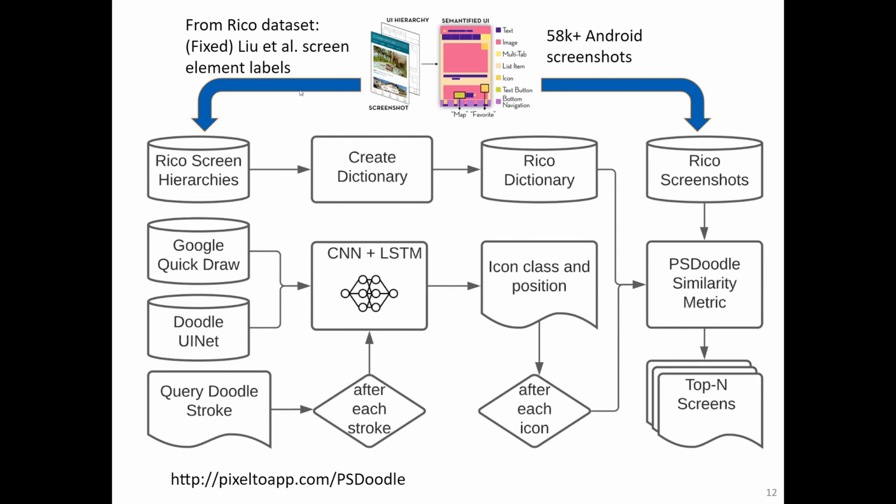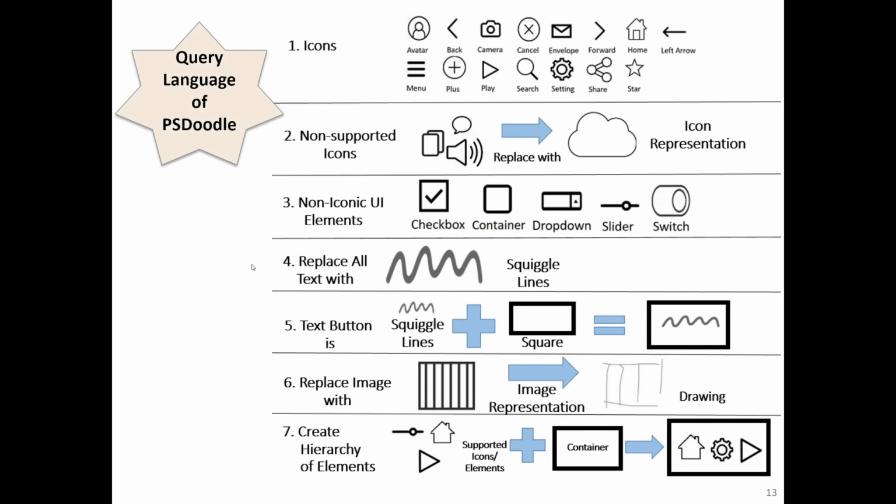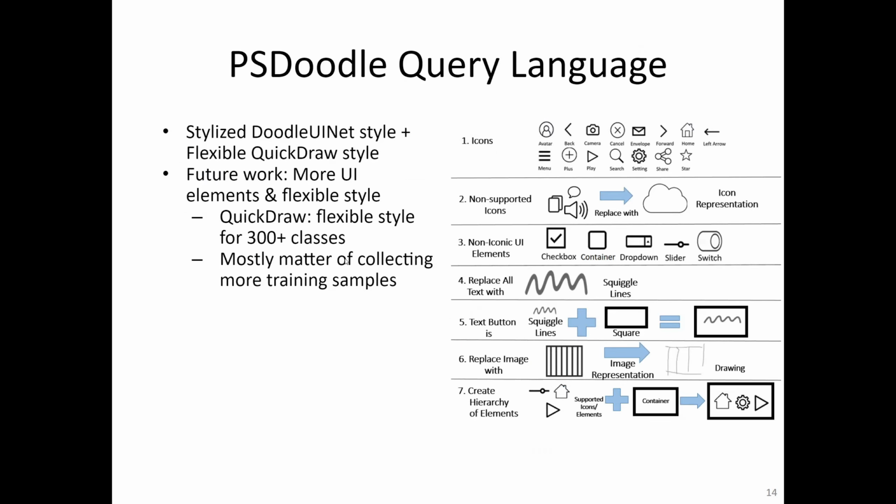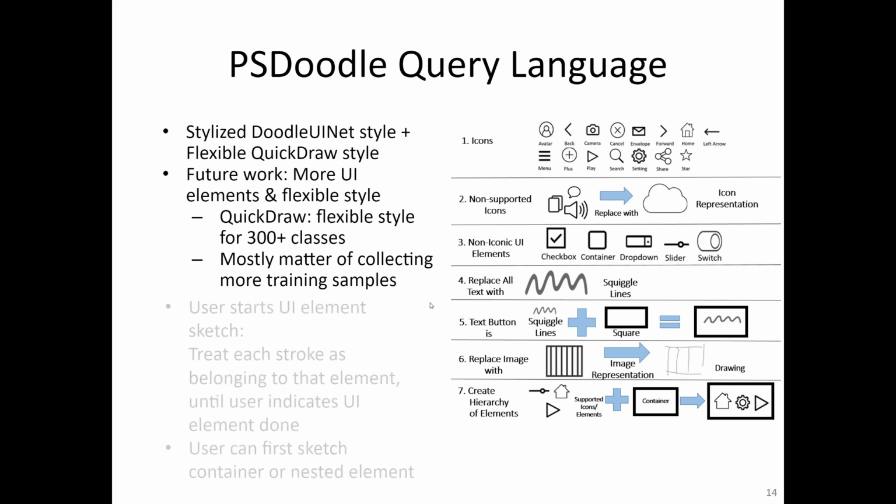From the Rico datasets, we created a dictionary, and we also use the 58,000 Android screenshots as search results for each sketch query. This is the PSDoodle query language. It shows these 16 sketch classes from Doodle UINet and 7 from Google Quick Draw. It's shown as a cheat sheet to the PSDoodle user. As PSDoodle's query language, it supports this stylized Doodle UINet and flexible Quick Draw style. Future work can support more icon classes, which can be done by collecting more samples representing those classes.